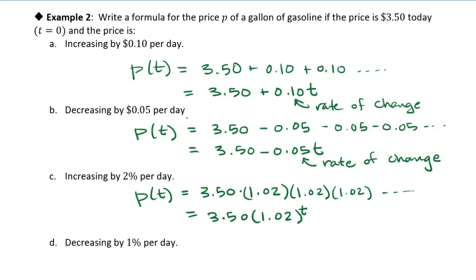All right, so we have an exponential function. That's supposed to be a decimal point. 3.50.